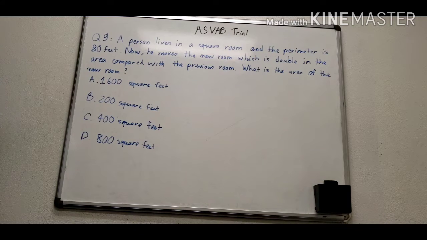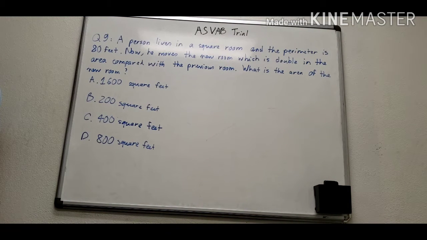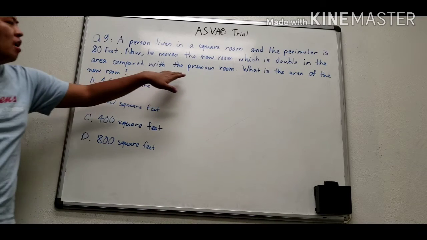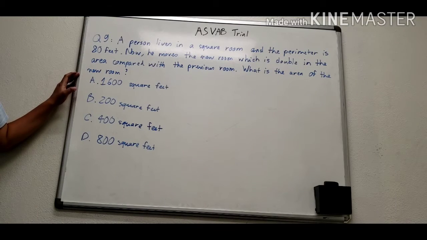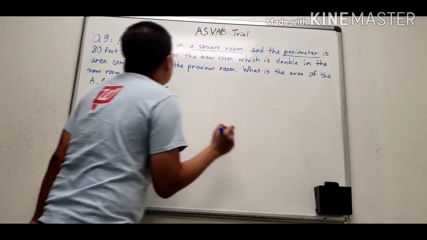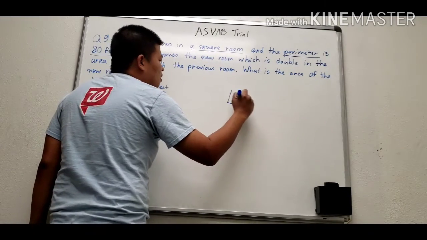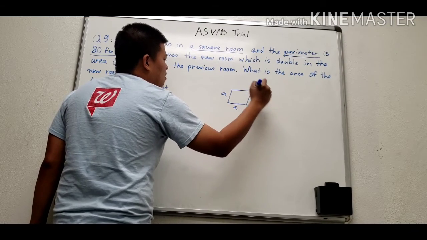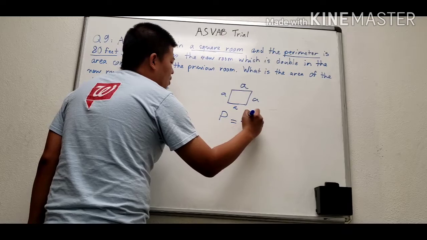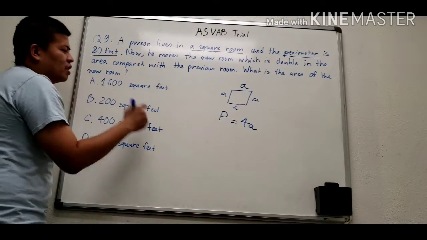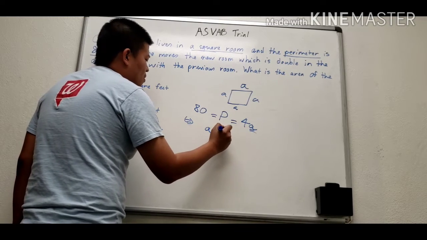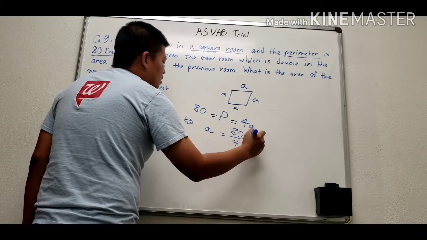Question number 9: a person lives in a square room and the perimeter is 80 feet. Now he moves to a new room, which is double the area of the previous room. What is the area of the new room? We know the room is a square with a perimeter of 80 feet. A square has 4 equal sides, and the perimeter of a square is 4 times the side. Here we have 80 feet, so we input P and calculate the side A. A will be 80 divided by 4, which is 20 feet.